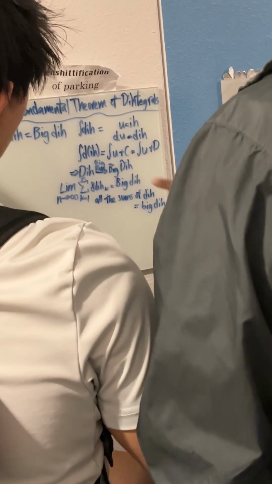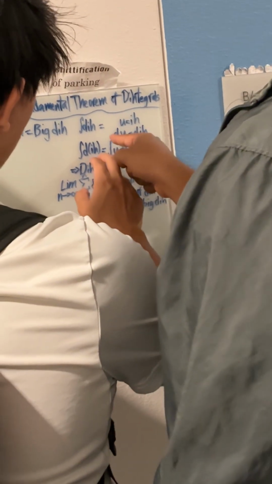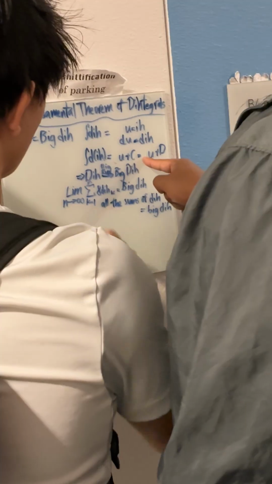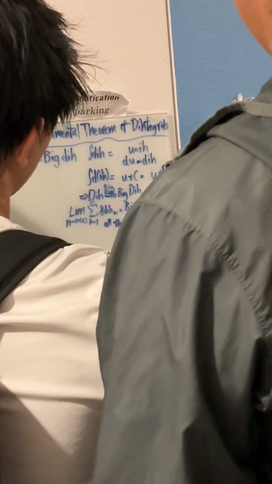I don't know, but this one is the integral of u. So you're replacing u? Maybe it's wrong. There you go. Oh, is this supposed to be du? Oh, okay. Yeah, I guess that makes sense.